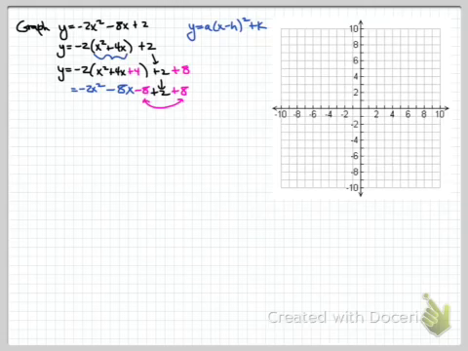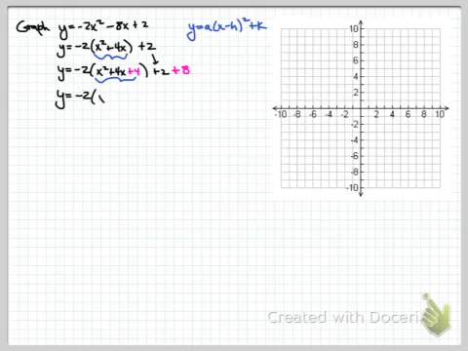Alright, so let's get rid of this guy. Well, hey, check it out. We've completed the square. That is awesome. Here is our perfect square trinomial. So we've got y equals -2 times the quantity x plus 2 squared. And then, of course, we added this 8 to keep the equation balanced. And these add to 10, the y-coordinate of our vertex.